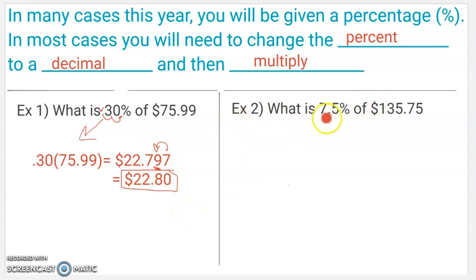Same thing for number 2 here. Again, we want to change this 7.5%. So again, my decimal point is here, I'm going to move it twice to the left, once, twice. Oh no, an opening. I want to fill that in with a 0. So 7.5% is just 0.075, and then I want to multiply by 135.75.